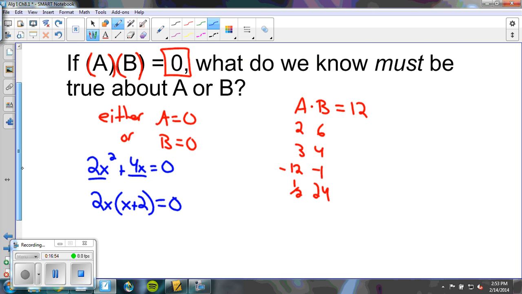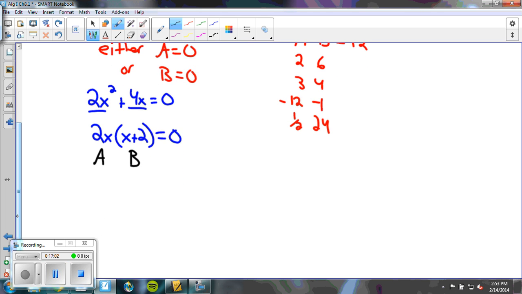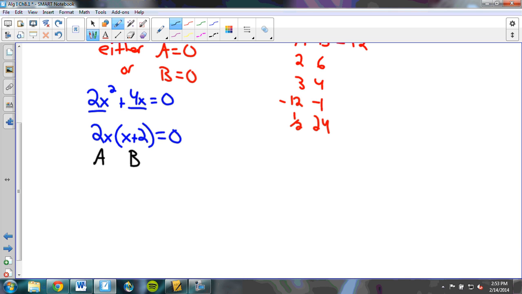From way up here, it's like this is my a, and this is my b. So I know that at any time, one of these two things is going to be equal to 0. So I can figure that if x equals 0, or if x equals -2, I can plug either of these in for both x's above and get my solution. Let me show you what I mean.